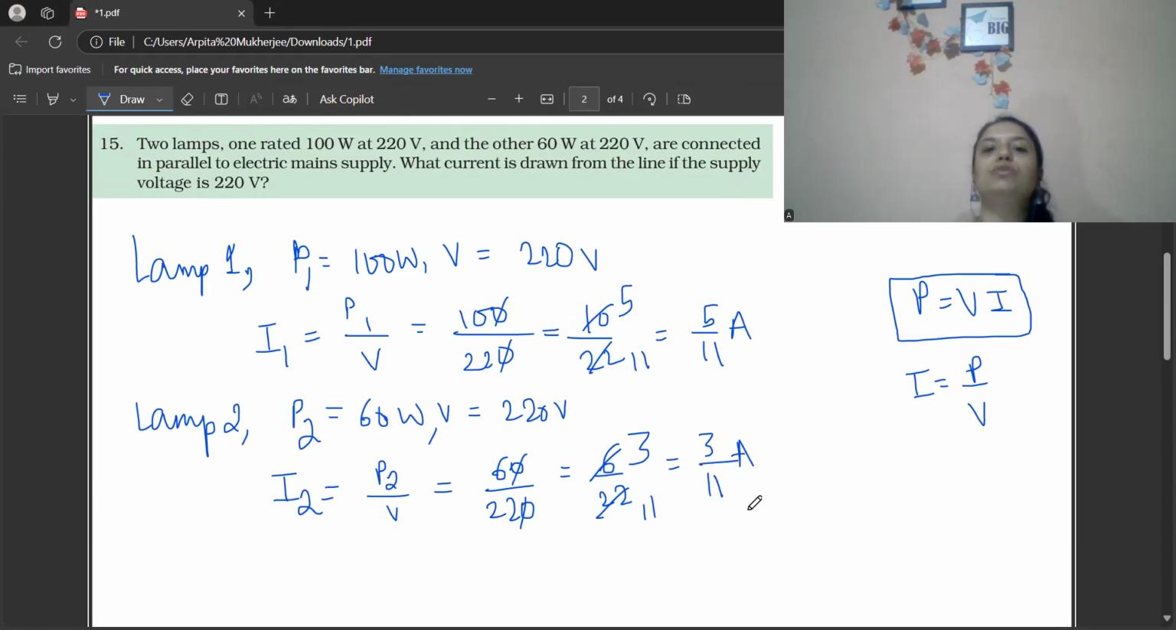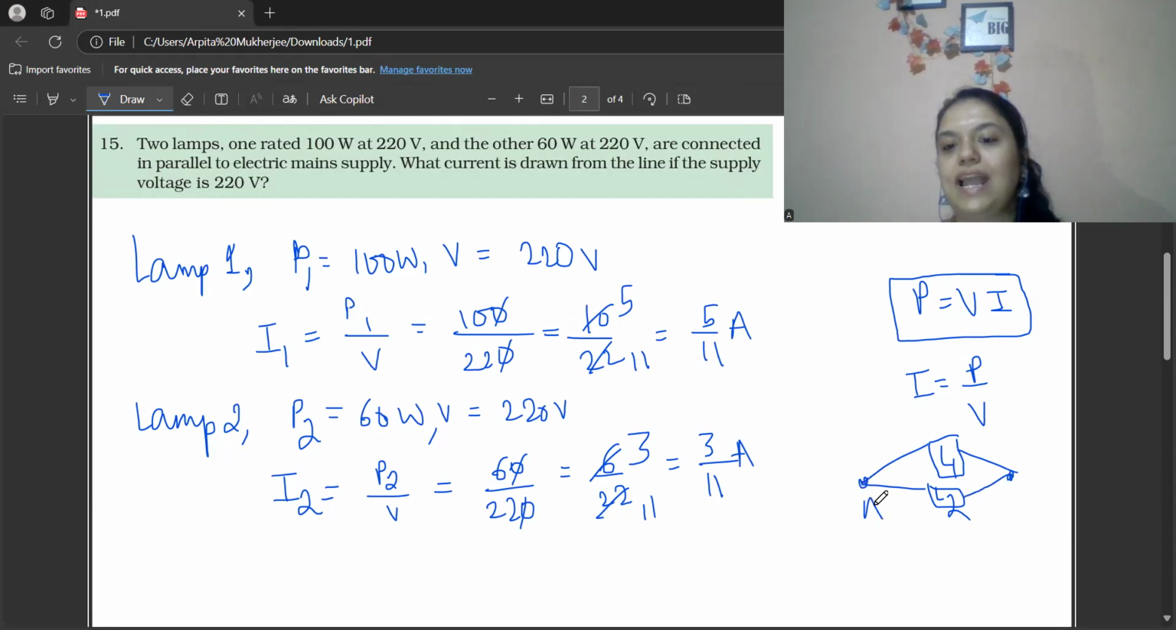Now if you recall, in parallel supply the current gets divided into two parts. Suppose this is my lamp 1 and this is my lamp 2, just a diagram, with two junctions A and B, and these two are connected. The current will go into the branched parts. For lamp 1 it is I1, for lamp 2 it is I2. Finally, they meet and produce a total current.